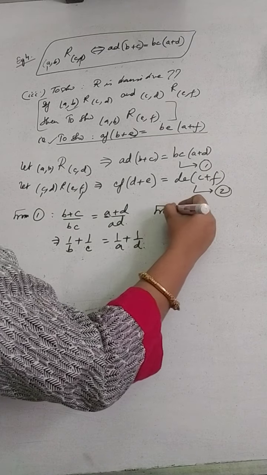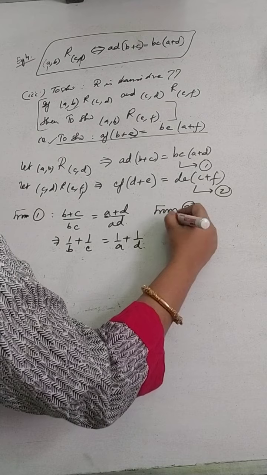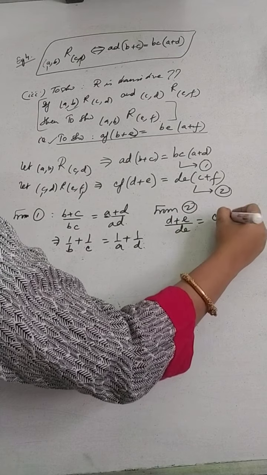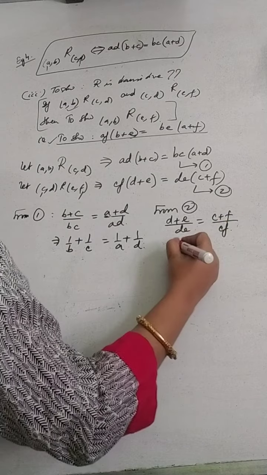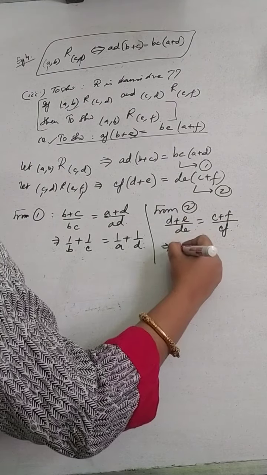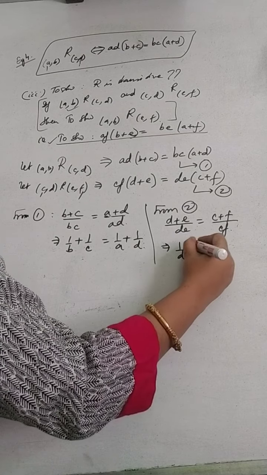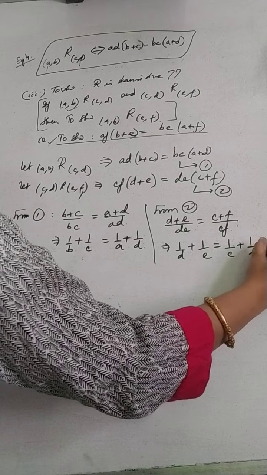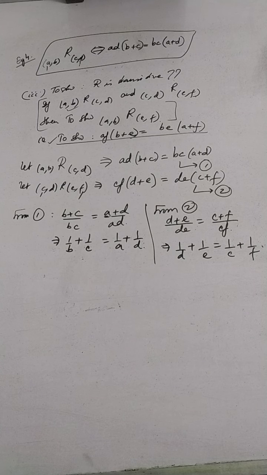And similarly, from equation 2, the best option is to write (D plus E) by DE is equal to (C plus F) by CF, because that is going to give me, when I do term by term division, 1 by D I am writing first, plus 1 by E is equal to 1 by C plus 1 by F. This is what I will get.